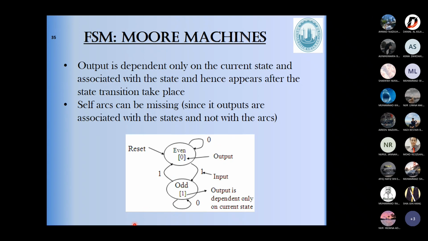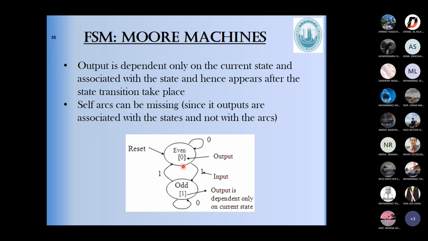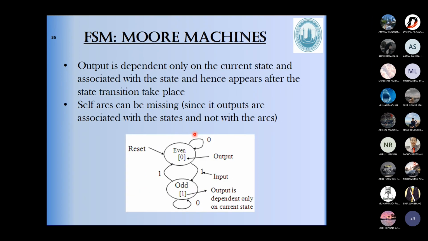Okay, so let's look back at Mealy: its output is at the back, 0 at the back here, and the input is at the front. So it's not inside this state. Okay, this one is even 0, odd 1. This is the output. Okay, output is dependent only on the current state. So that's why we write the value of the output inside the state. Okay, so that is the difference between Mealy and Moore machines.